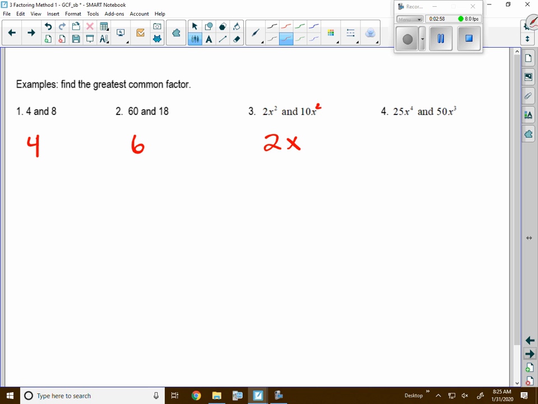So at number 4, let's start with the number. What number can you evenly divide 25 and 55? 25. So take that out. Okay, now we have an x to the 4th and an x to the 3rd. What can I pull out? X to the 3rd. Okay, so you pull out the lowest exponent.